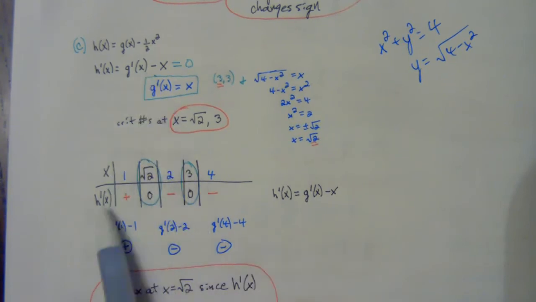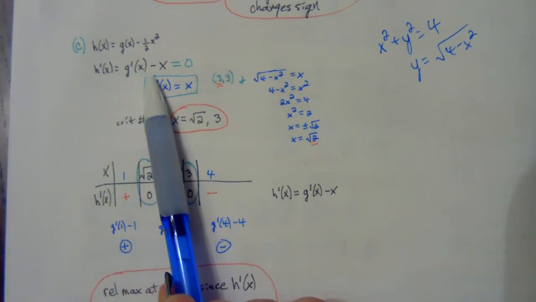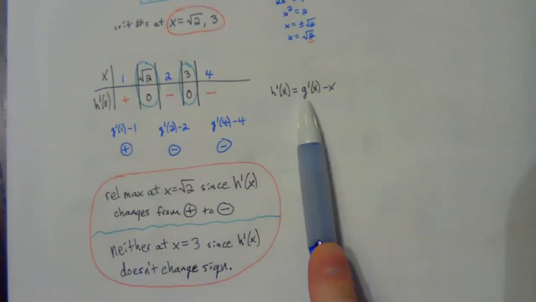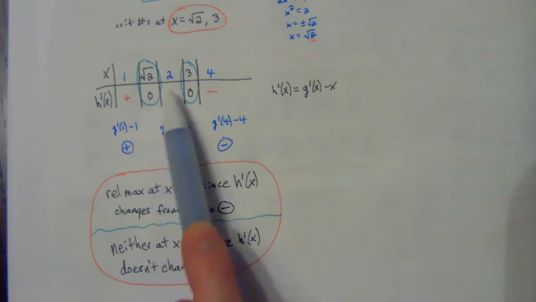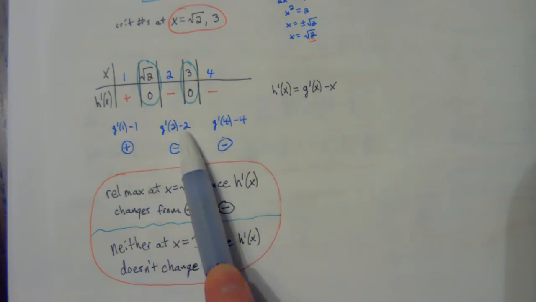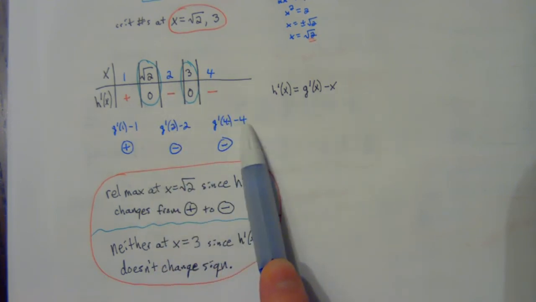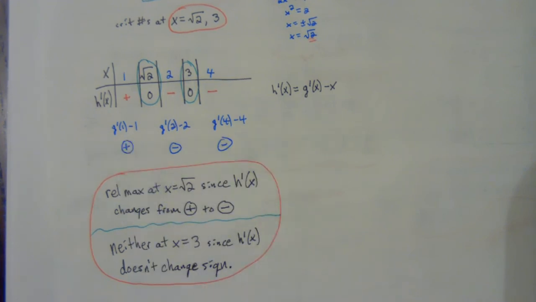So here's what we're going to do. Here's my derivative of h. So I got my h prime is g prime of x minus x. That's what I'm working with right here. So when I plug in my test points, when I plug in 1, I have g prime of 1 minus 1. When I plug in 2, I got g prime of 2 minus 2 and g prime of 4 minus 4. And I need to figure out whether those are positive or negative.